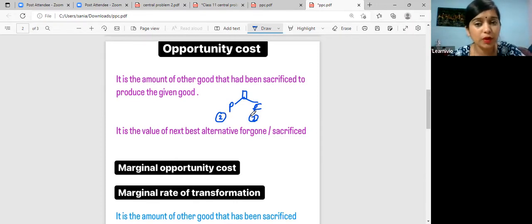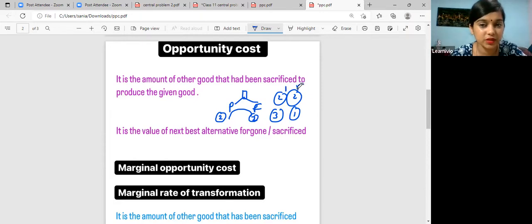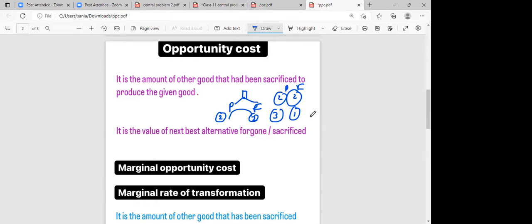So what do you have to do? The ratio is 2 and 2. Now if you want to produce 3 pens, then you have to take it from your other good. Why? Because you have limited resources, right? So this is the amount of other good. Right now, what are you sacrificing? This is pen and this is furniture. You are sacrificing the furniture. So furniture is your opportunity cost. In order to produce one more pen, you are sacrificing one furniture. That's why this is your opportunity cost. Clear? Yes, ma'am.